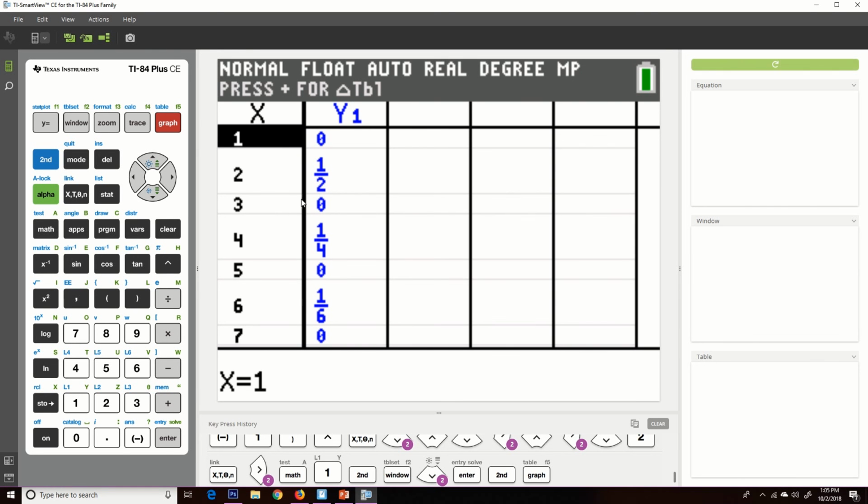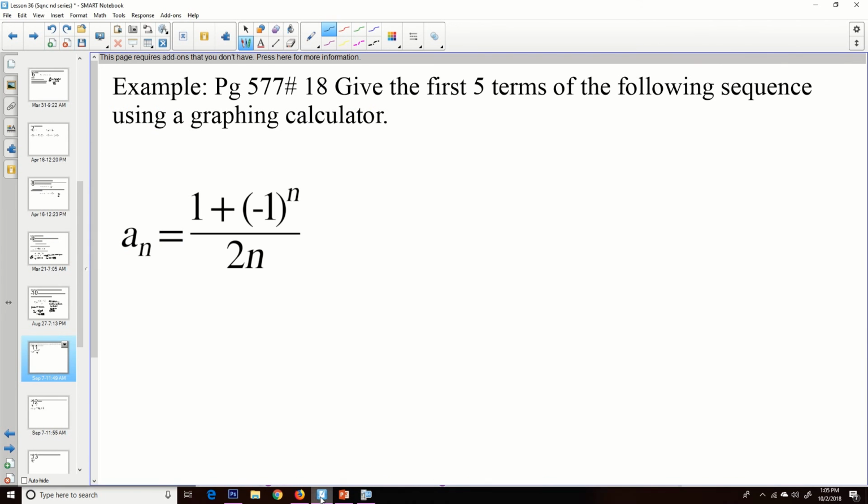Our first 5 terms are going to be 0, a half, 0, a quarter, 0. And so how many terms do they want? First 5 terms. 0, 1 half, 0, 1 quarter, 0, dot, dot, dot. There it is, our sequence.